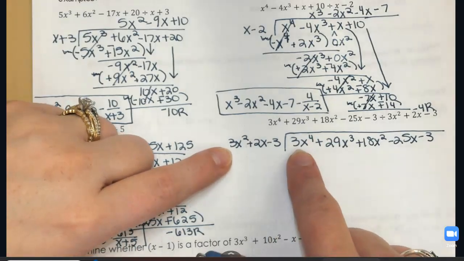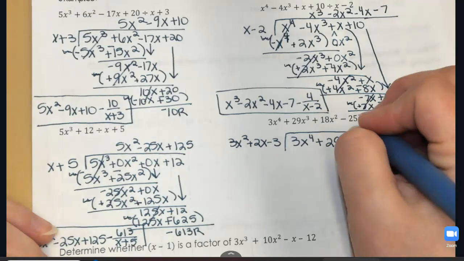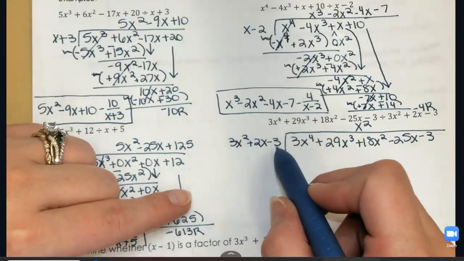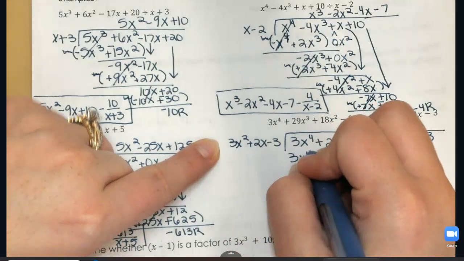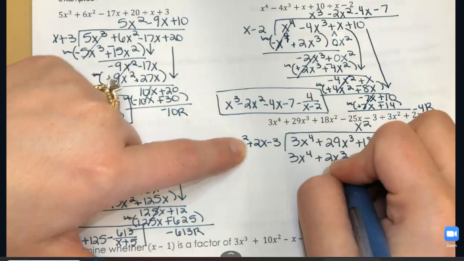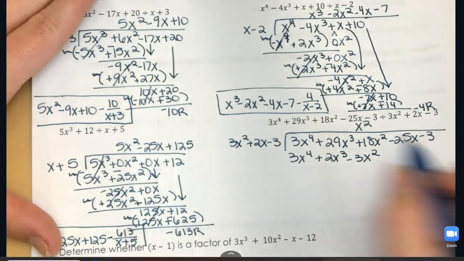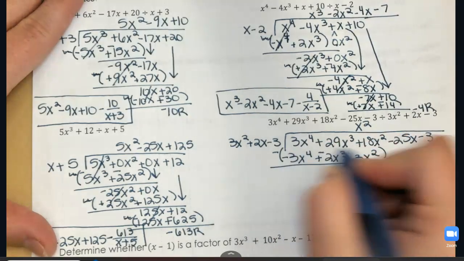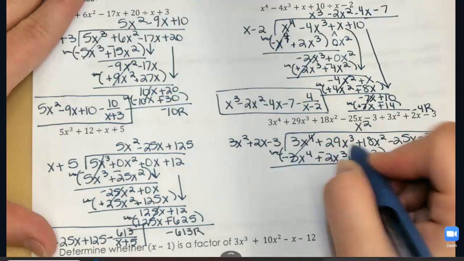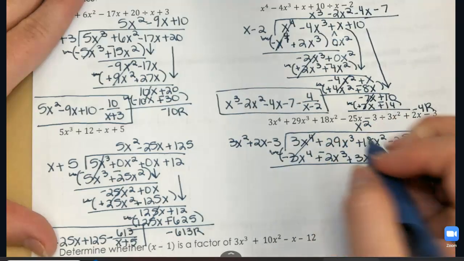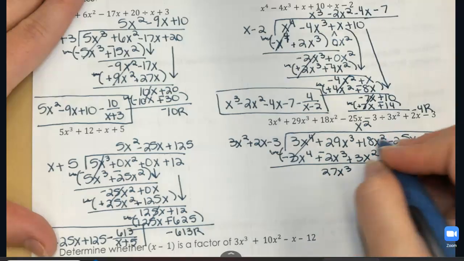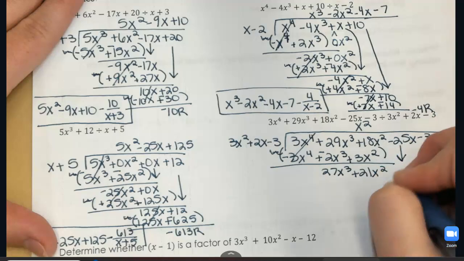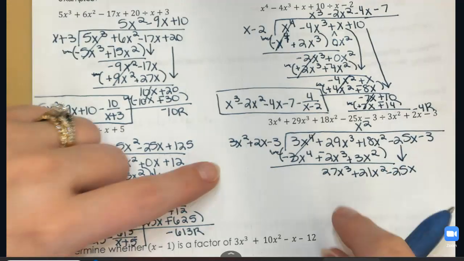So just starting with the 2 in front, 3x to the 4th divided by 3x squared is just x squared. Now I'm going to multiply x squared by all 3 of these, and that will give me 3x to the 4th plus 2x to the 3rd minus 3x squared. I'm going to subtract, which means I'm going to distribute the negative to all 3 of these. So those cancel. 29x to the 3rd minus 2x to the 3rd is 27x to the 3rd. And 18x squared plus 3x squared is 21x squared. I'm going to bring down my next term and repeat.